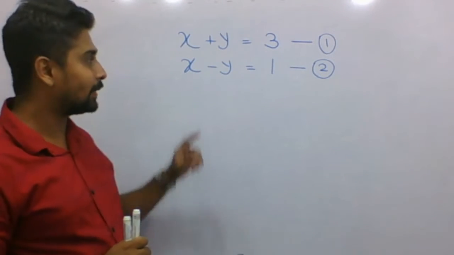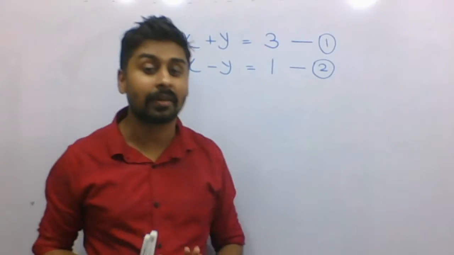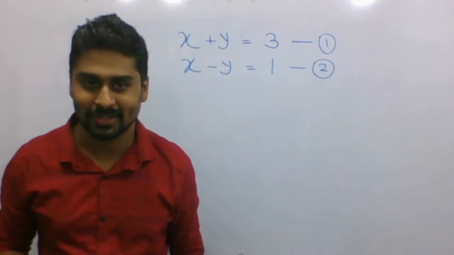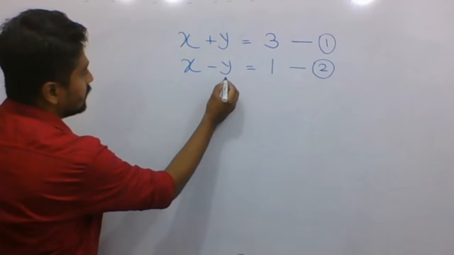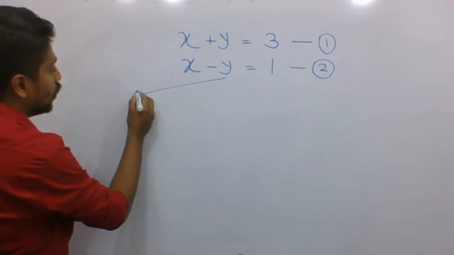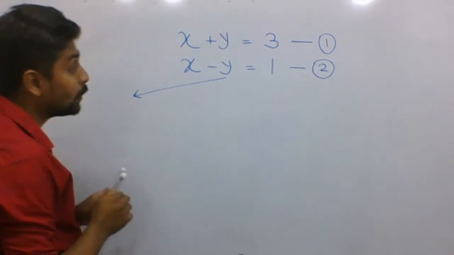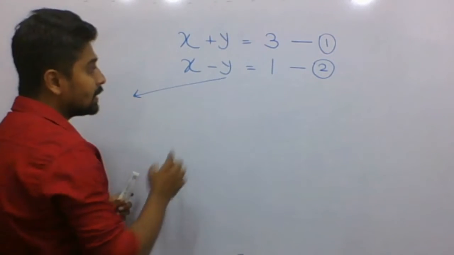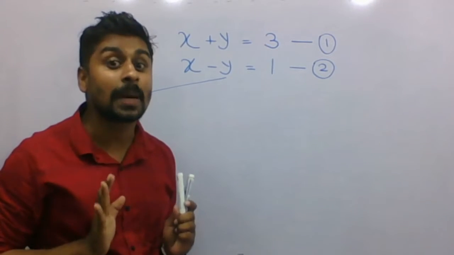The other point is that the signs of these two are the same. If the sign is the same and we want to remove it, we have to do the subtraction. Okay, let's do it. Look at this one. Here I will do it using both methods. First, I need to remove x, so to remove x I am going to do the subtraction.